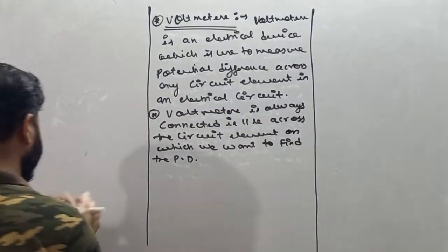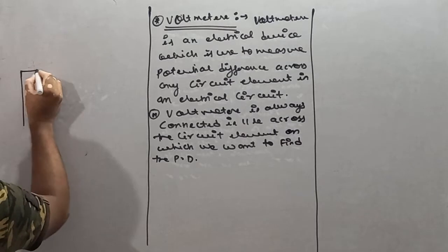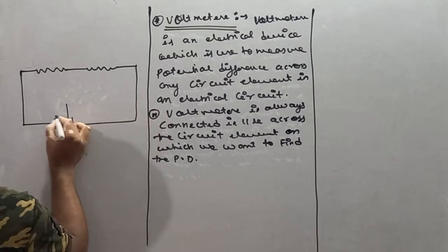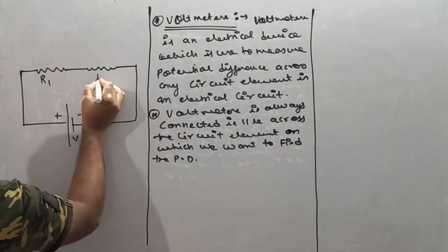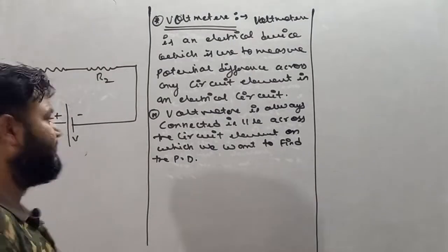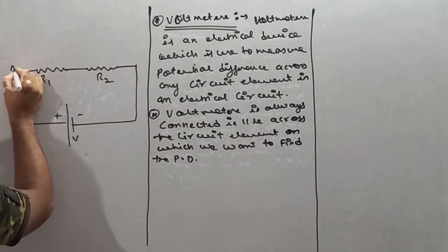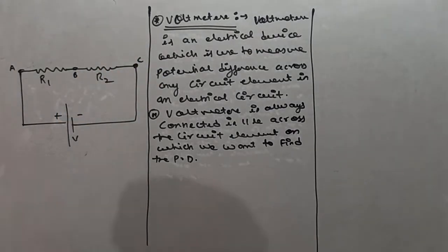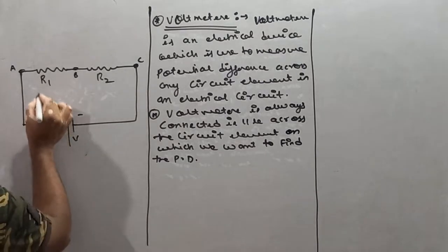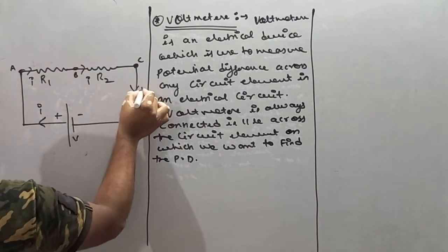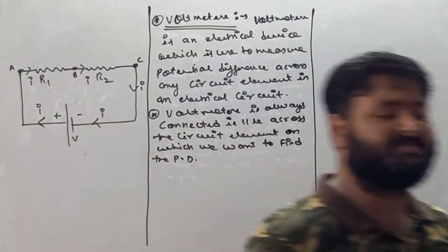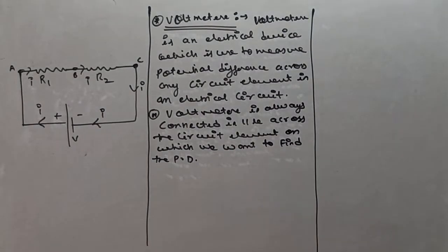So see how a voltmeter is connected. Let's suppose we have a circuit in which two resistors are connected and one battery is there, a V volt battery, with R1 and R2. Let's suppose R1 is connected across points A and B, and R2 is connected across points B and C. Let's suppose current is flowing in this circuit, and both the resistors are connected in series, so both resistors carry the same current.